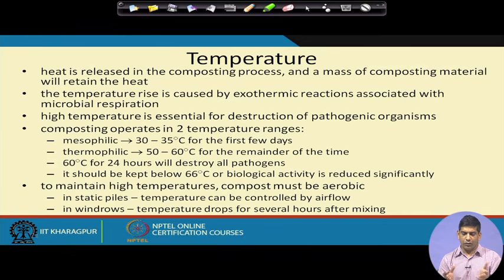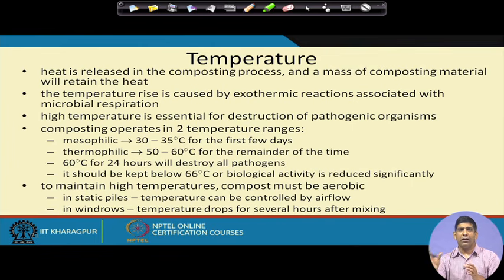Composting operates in two temperature ranges, mesophilic and thermophilic. Mesophilic is 30 to 35 degrees centigrade. So we try to work at 30 to 35 degrees centigrade for the first few days, and then we take it to the thermophilic range. That's around 50 to 60 degrees centigrade for the remainder of the time. In the thermophilic range, around 60 degrees centigrade, if you keep it for 24 hours, it will destroy all pathogens.